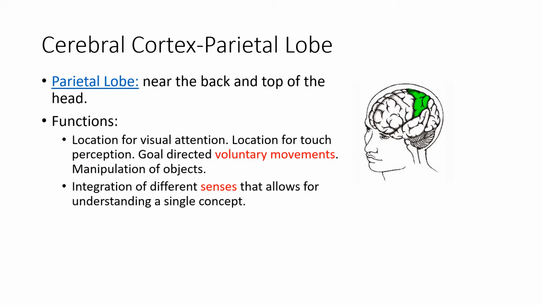Next we go to our parietal lobe. This is directly behind the frontal lobes. This is going to be at the top of your head but near the back. Functions for our parietal lobe. This is our location for our visual attention, of what's going to draw our eye. Our location for our touch perception.